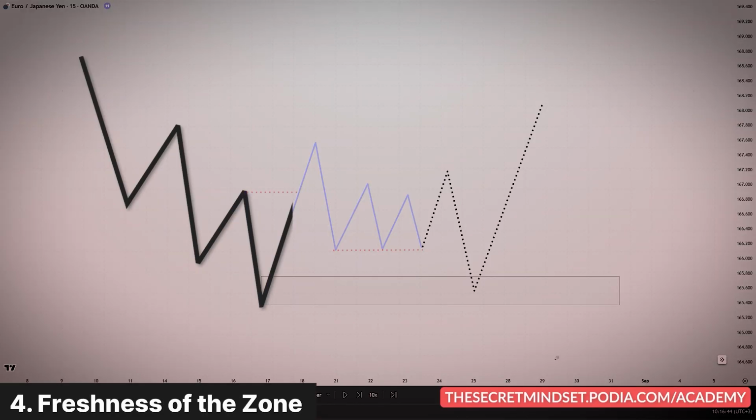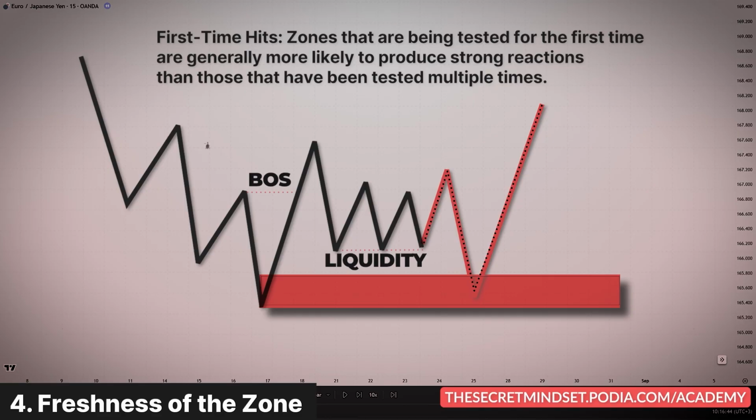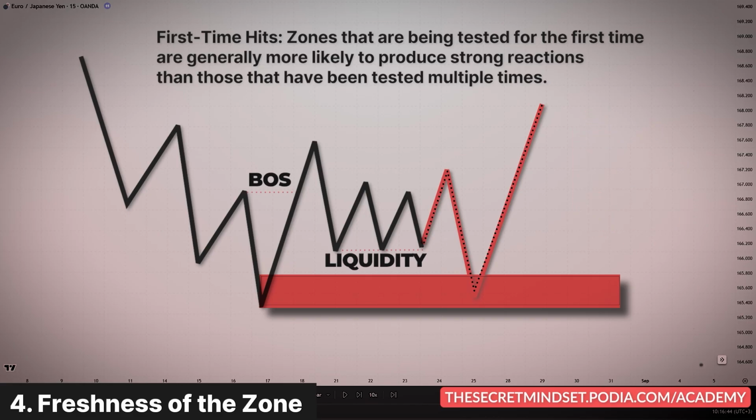Of course, even if a zone checks all these boxes, it's not guaranteed to hold forever. That's why it's also important to look at how fresh the zone is. In general, zones that have been tested multiple times are less likely to produce strong reactions than those that are being hit for the first time.